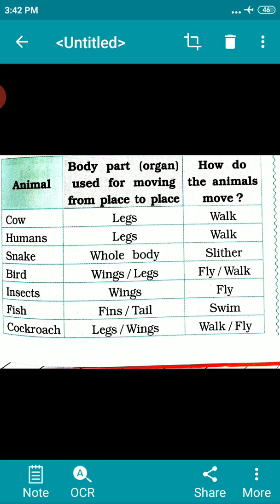Snake, they use the whole body. The movement is called slithering. The birds, they use wings and legs. They fly and walk. The insects, they use wings to fly. Fish, they use fins and tail to swim. Cockroach, legs and wings to walk or fly.